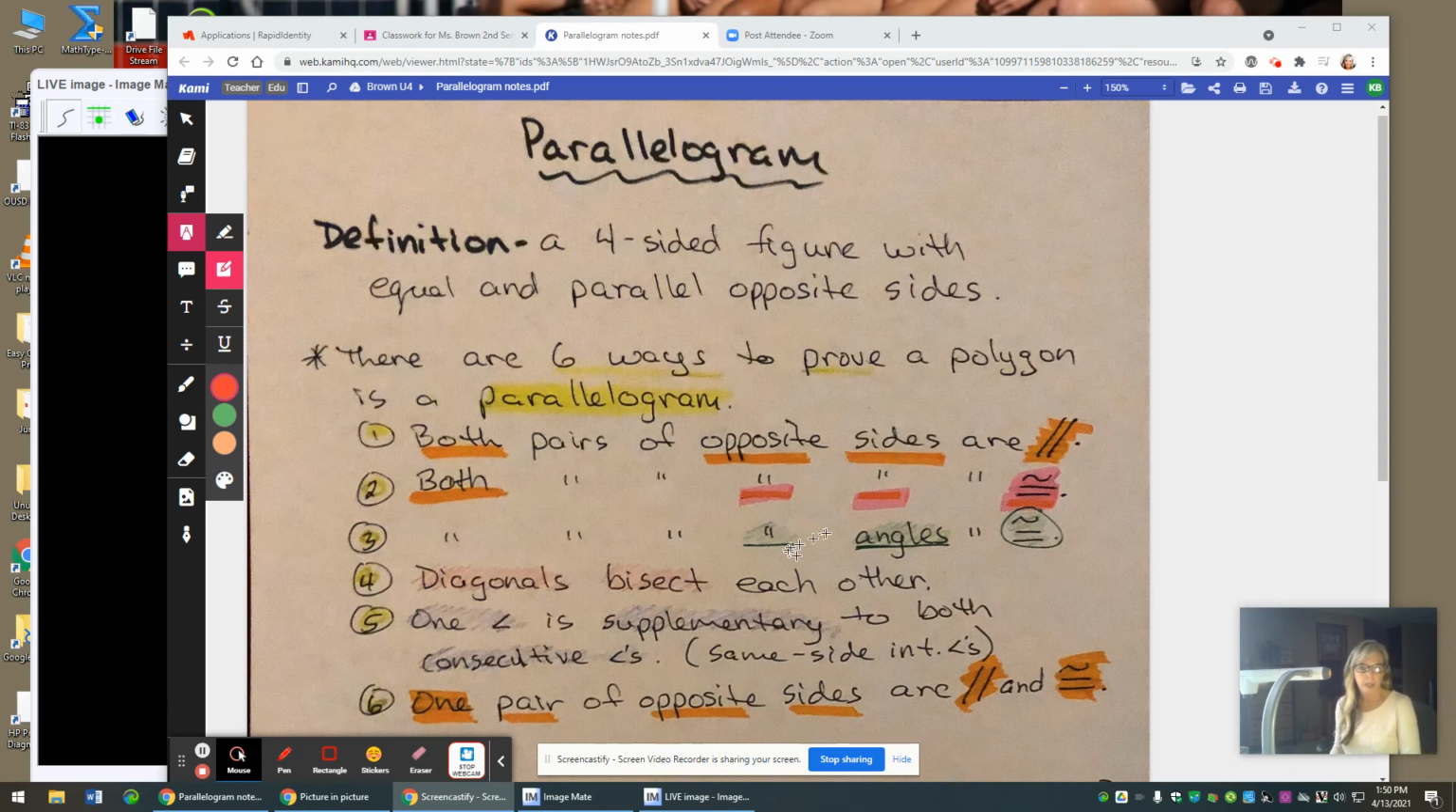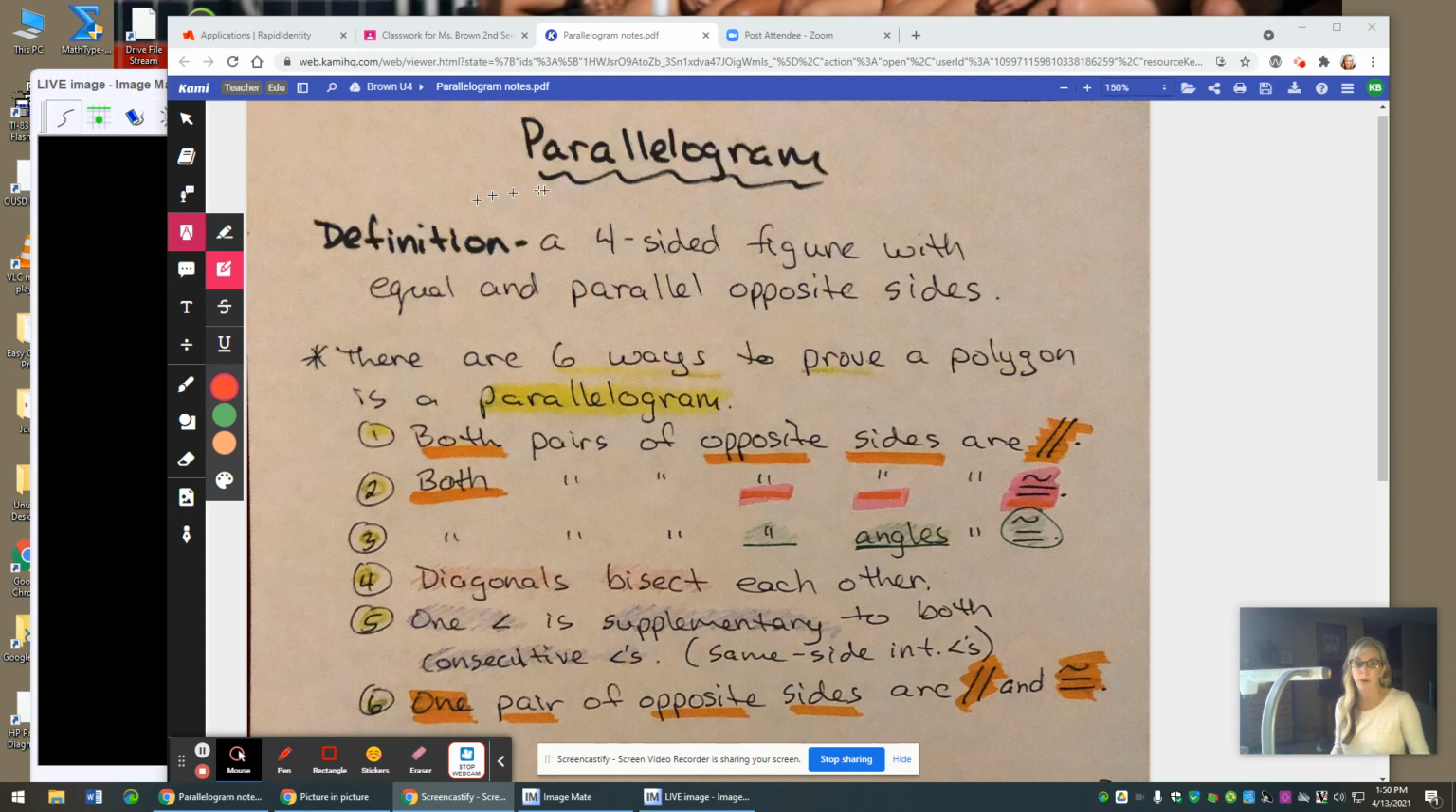Hello all, we are going to do 4.2, some information from 4.2. And I'm going to start by talking about the notes that I put on Google Classroom for you. The quiz you're going to take for 4.2 has almost like vocabulary, but really it's a lot of questions about how to prove a polygon is a parallelogram. So I decided to write some notes on that for you.